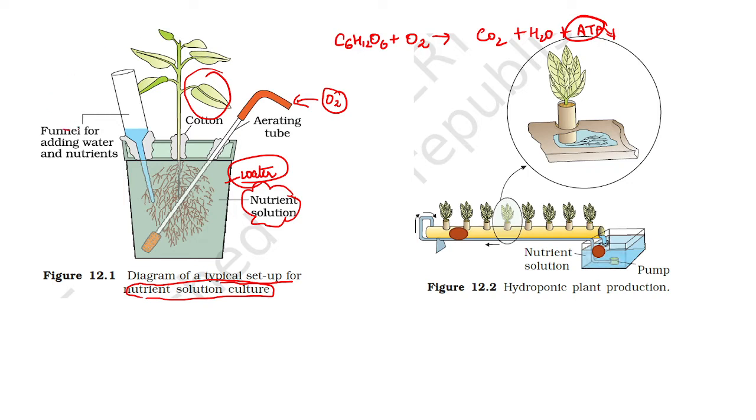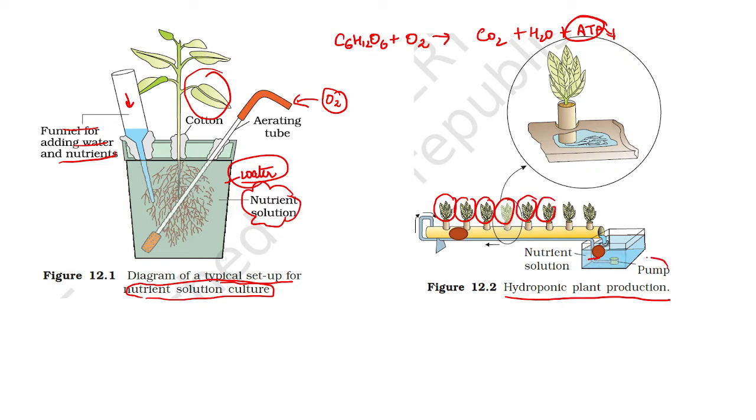So this is the funnel for adding water and nutrients. In this funnel, we will put water and the nutrients which are essential, right? So this is hydroponics plant production. You can see that these small plants are put in the water, that is, the nutrient solution. This is the nutrient solution.